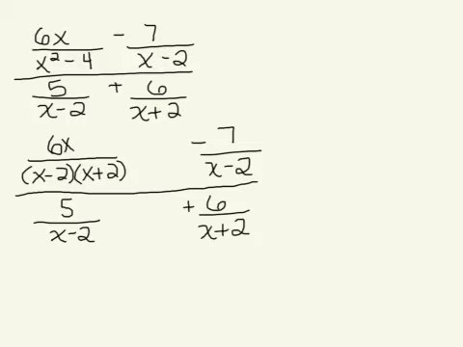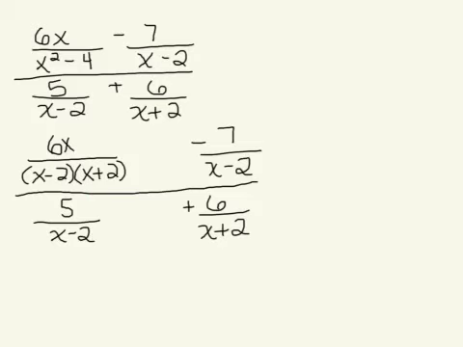Notice that I've left some space between my fractions because in my next step, I want to try to eliminate the denominators of these smaller fractions. And the easiest way to eliminate these denominators is to multiply all 4 of the smaller fractions by their least common denominator. So what would the least common denominator be for these 4 fractions? Well, it would be x minus 2 times x plus 2.